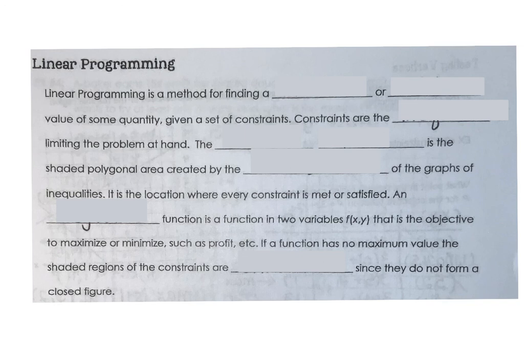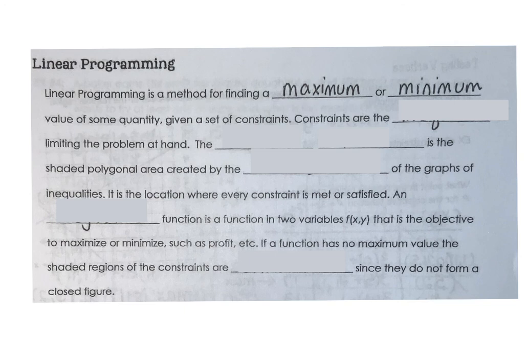Just some guided notes about linear programming. Linear programming is a method for finding the maximum or the minimum value of some quantity given a set of constraints. So your whole goal in linear programming is to find maximum and minimum. Sometimes they will say, where does this occur? Or what is the maximum or minimum? So you have to understand what they're asking.